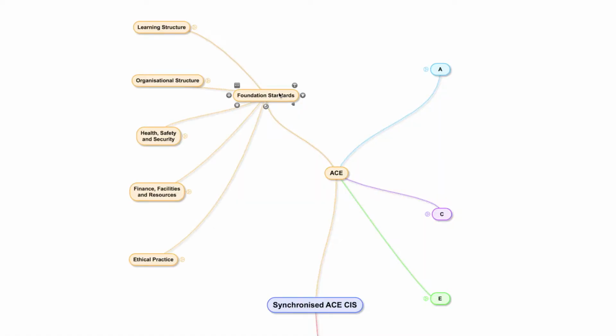Let's take a more in-depth view now as to what is involved in preparing for an ACE Learning Principles visit, and also how that dovetails if you've got a synchronized ACE CIS visit that's taking place. So for a Learning Principles visit, it would be understood that the foundation standards for ACE have already been met. Now, this may be because the school is already accredited or it's already gone through the process of showing that they meet the foundation standards. So for this particular video, we're going to assume that those foundation standards have been met.